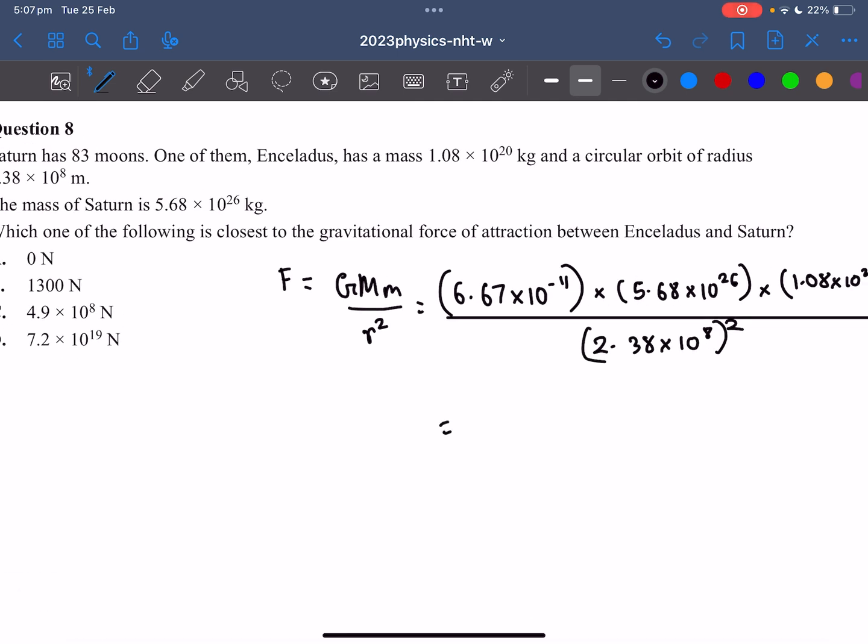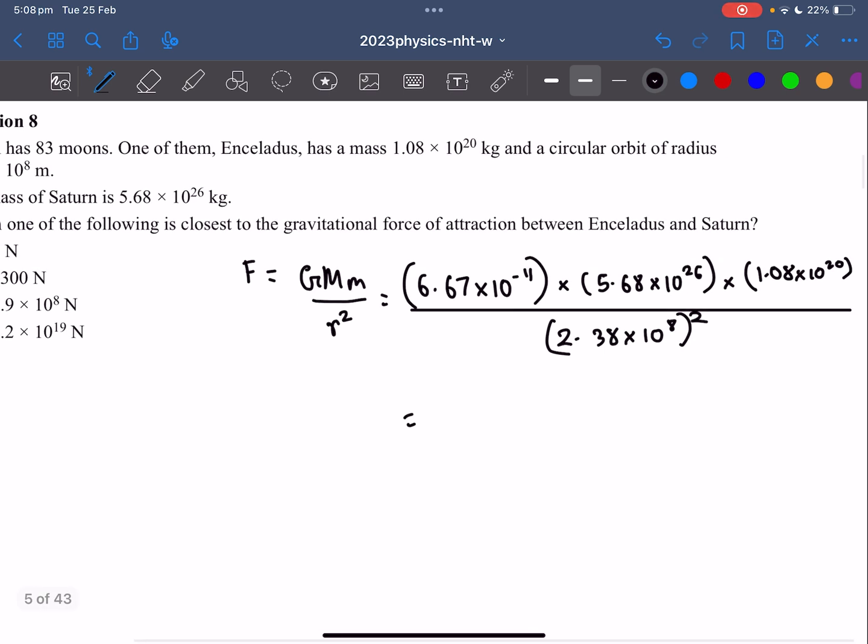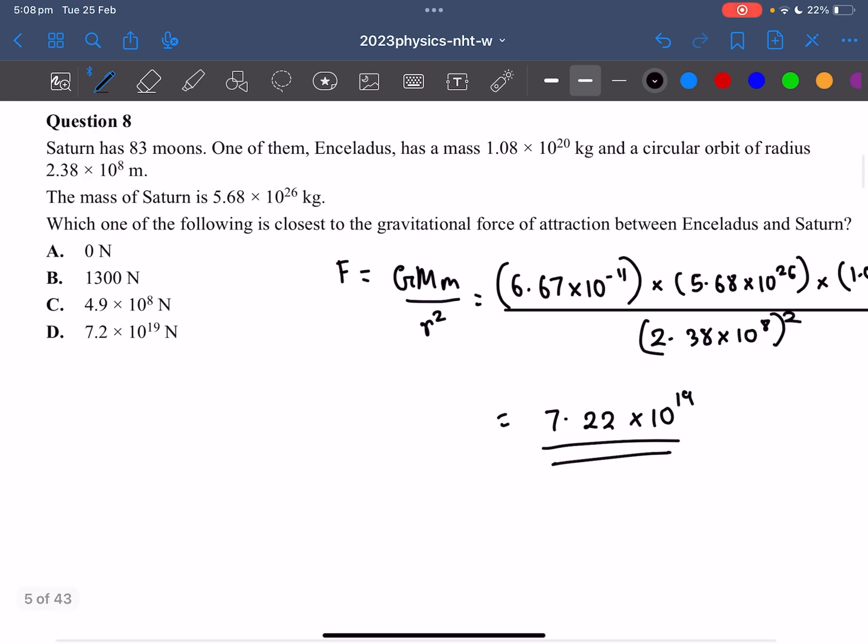All right, let me put that in the calculator and see what we get. So bracket 6.67 times 10 to the negative 11 times 5.68 times 10 to the 26 times 1.08 times 10 to the 20, and divide by 2.38 times 10 to the 8, and then we have to square that. Okay, so we get an answer of 7.22 times 10 to the 19. Yeah, so closest to option D over here.